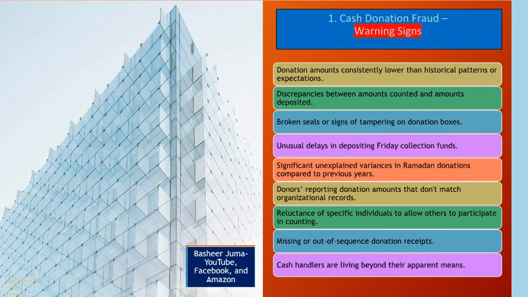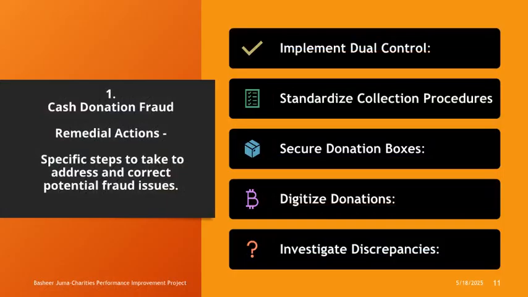Reluctance of specific individuals to allow others to participate in counting. Missing or out-of-sequence donation receipts. Cash handlers living beyond their apparent means. Remedial actions. Implement dual control.